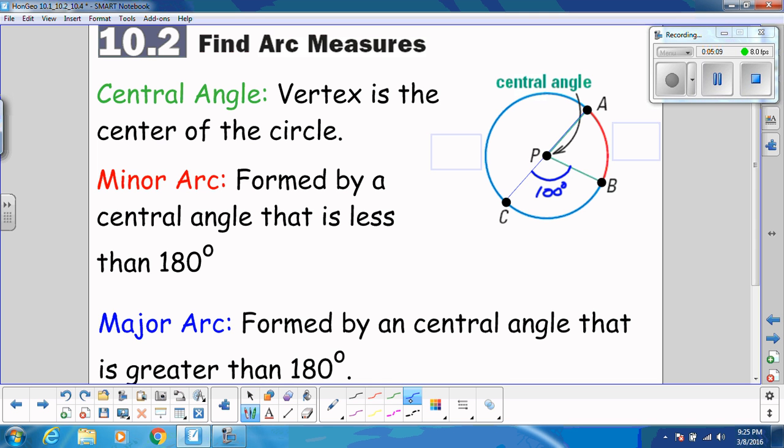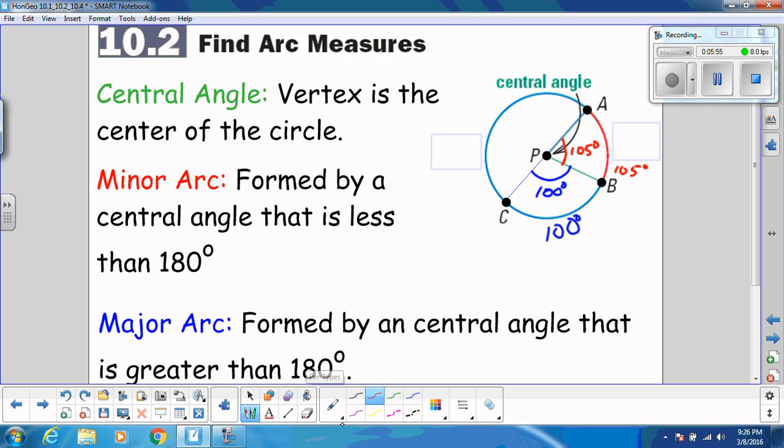This arc is always going to be the same as the central angle that creates the arc. So the central angle that creates this arc is angle BPC. BPC is 100 degrees, and so this arc BC is 100 degrees. If this red arc AB is created by the angle APB, let's say that was 105 degrees, then that minor arc from A to B is also 105 degrees.